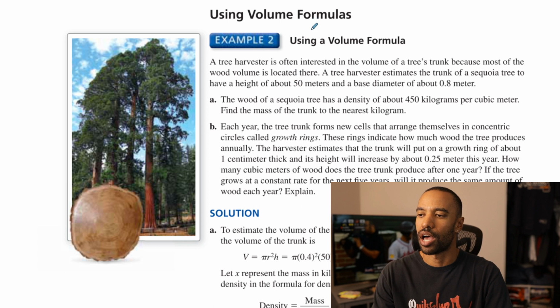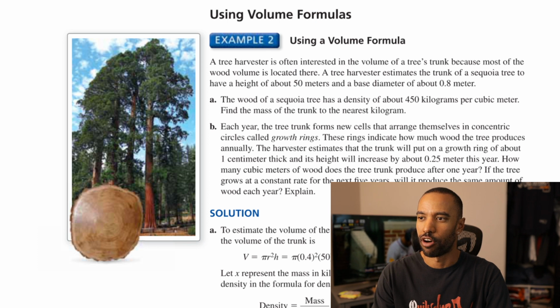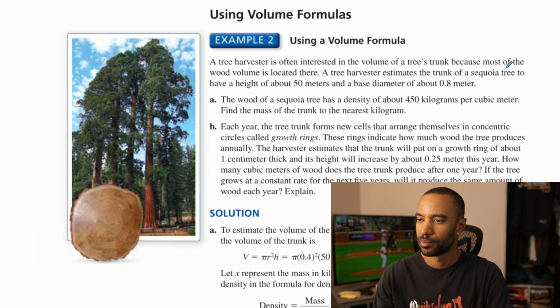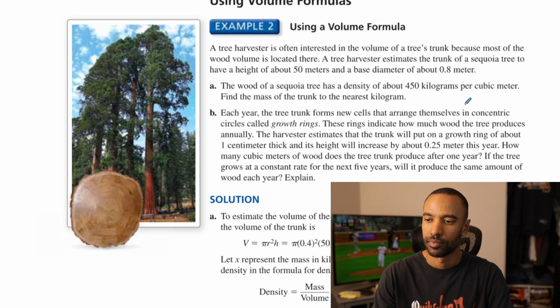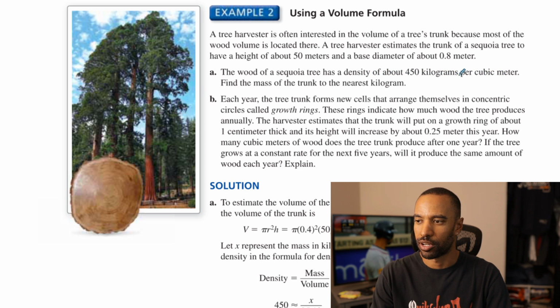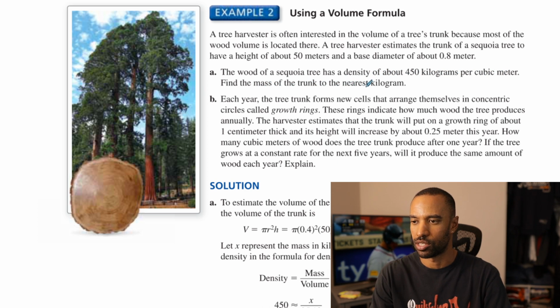A tree harvester is often interested in the volume of a tree's trunk because most of the wood volume is located there. A tree harvester estimates the trunk of a sequoia tree to have a height of about 50 meters and a base diameter, not radius, of about 0.8 meters. Part A: the wood of a sequoia tree has a density of about 450 kilograms per cubic meter. Find the mass of the trunk to the nearest kilogram.